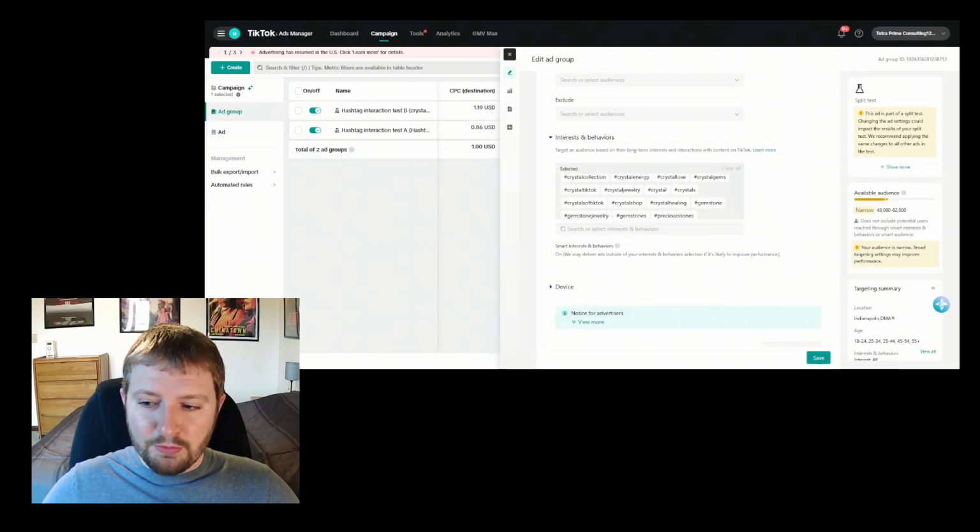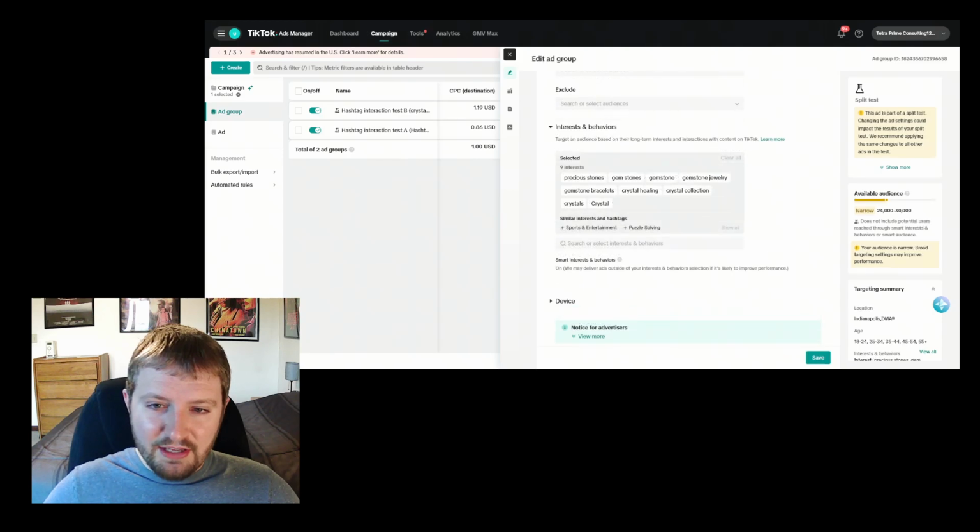So here's the first one. Here you'll see, if you look in the bottom right, that we're targeting the Indianapolis market area with everyone ages 18 to 55. And we've chosen some hashtags that TikTok was able to allow us to target. So crystal collection, crystal energy, crystal, crystal gems, gemstone, things like that. And then I'll go to the next slide, which is the other ad set that we created.